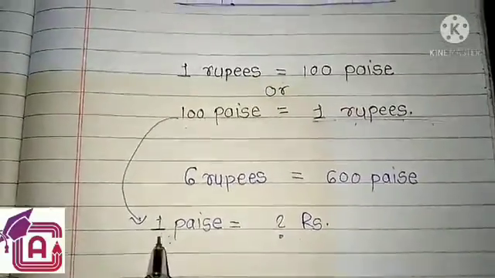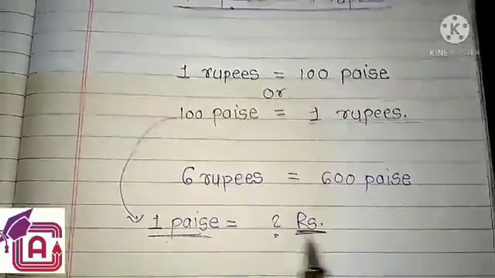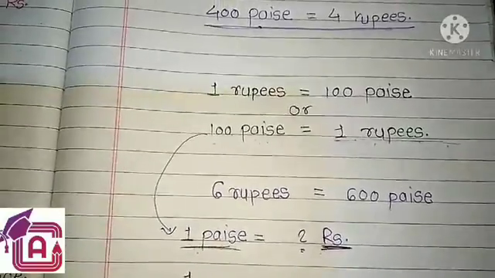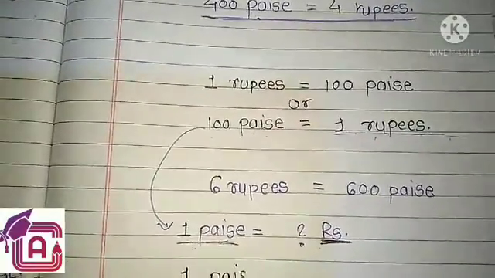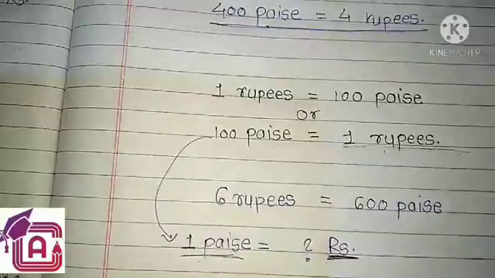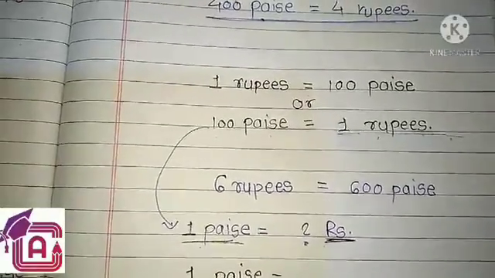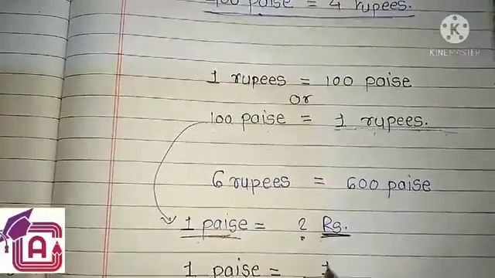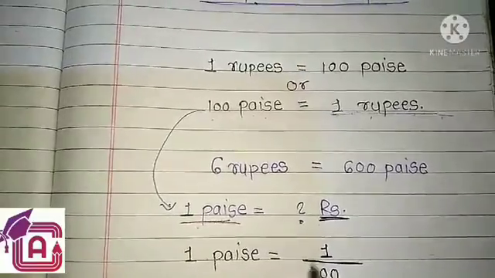So what is the value of this 1 paise in rupees? That we have to find. This 1 paise is getting from 100 parts, 1 part from a 100.